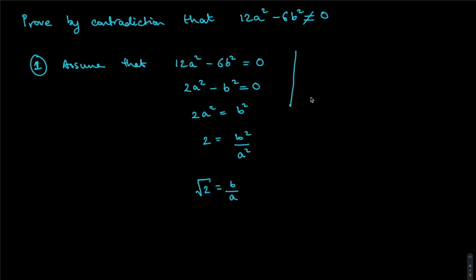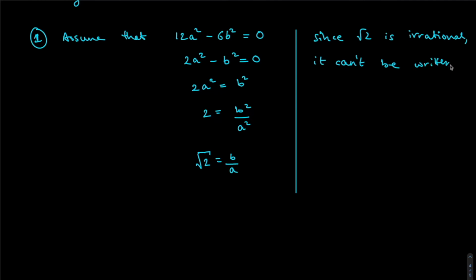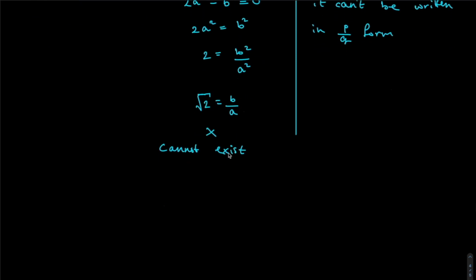So what we decided was that since square root of 2 is irrational, let me write it here, it cannot be written in p by q form, right? So this cannot exist. Cannot exist, right? And if this cannot exist, b squared by a squared, we have a contradiction right here, right?